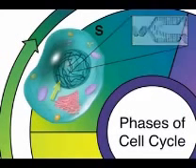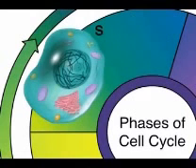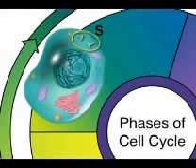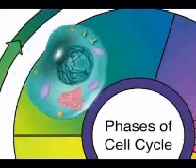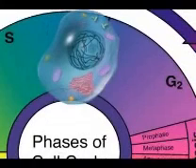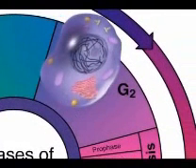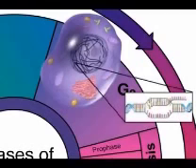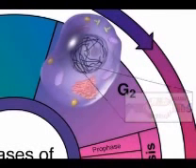Proofreading also occurs. The DNA replicated in the S phase is checked for mistakes. If mistakes are found, the cell repairs them or receives a signal to self-destruct, called apoptosis. The difference between G2 and G1 is that in G1, DNA and protein are made, while in G2, RNA and protein are made.